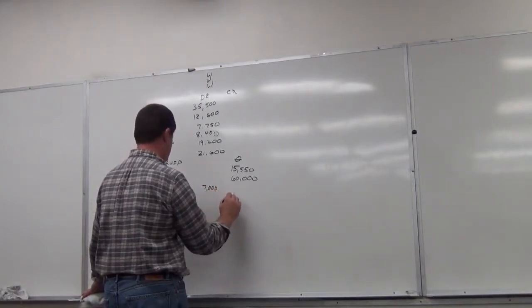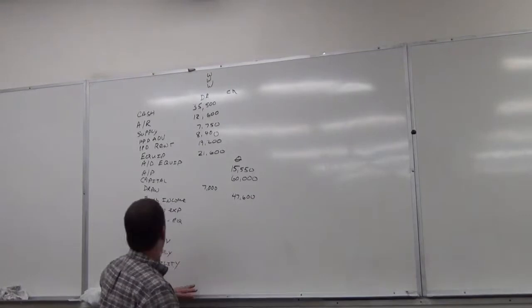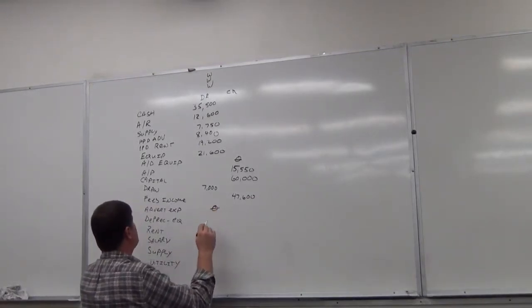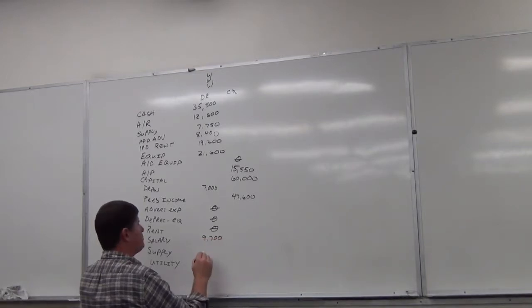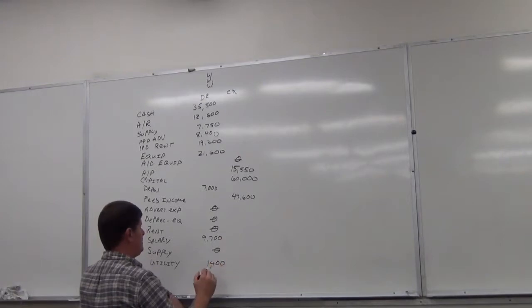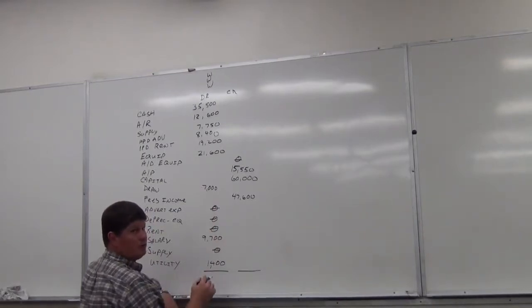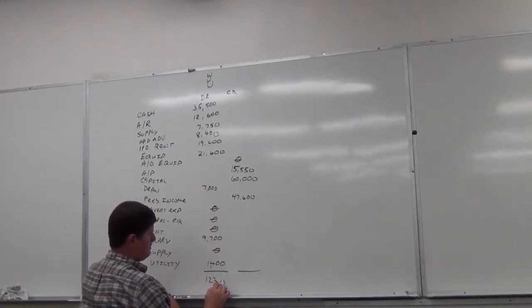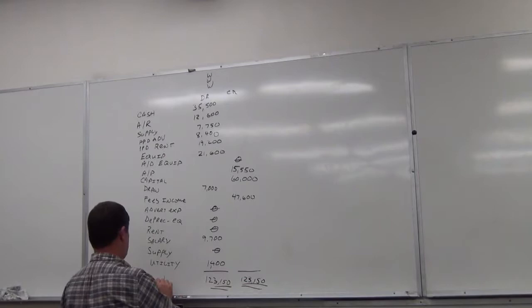Fees income? 47,600 credit. Advertising expense? Zero. Okay. Depreciation, 0. Rent, 0. Salaries, 9,700. Supplies, 0. Utilities. So out of the 6 expense accounts, we only have 2 with balances. Does it tell us what the totals are? 123,150. Double underline, totals.